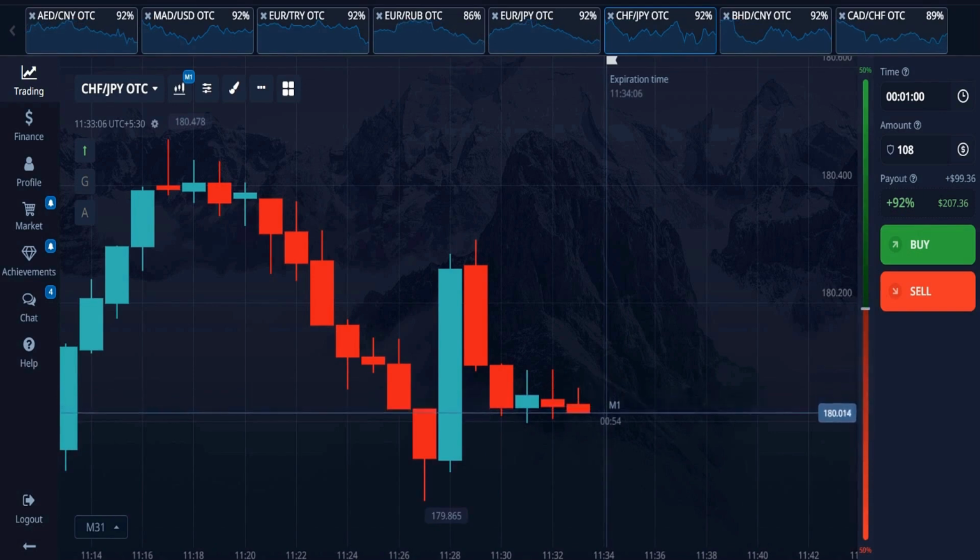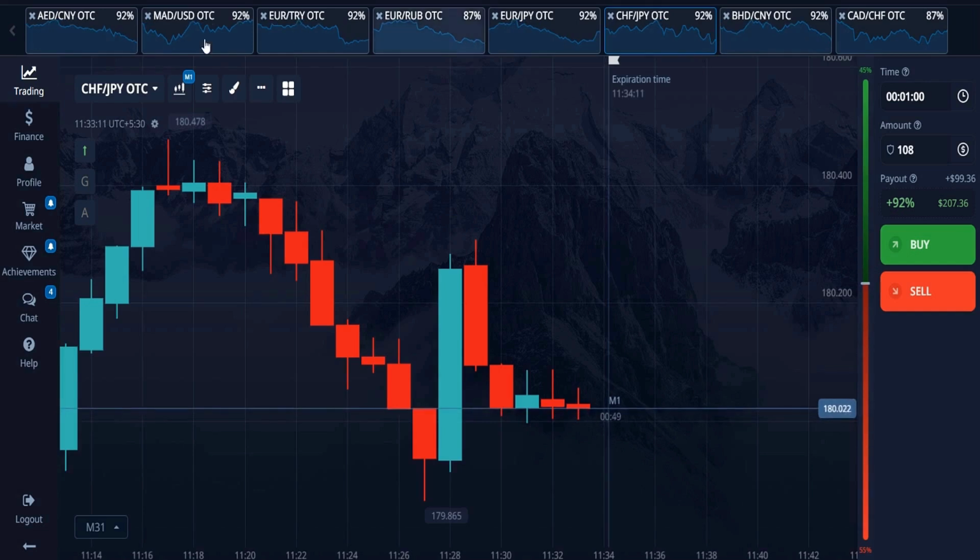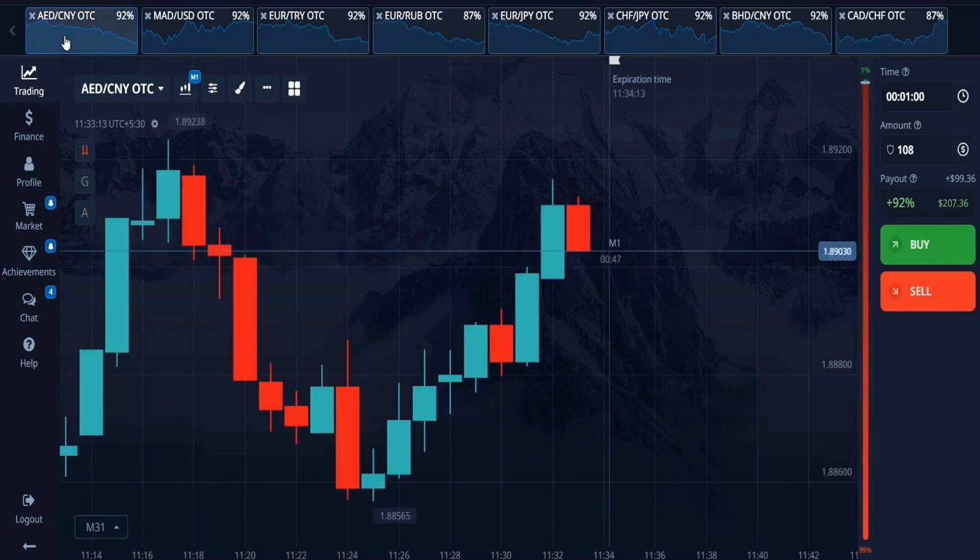Use a 1-minute time frame for the candles. The trade expiry is also 1 minute. This strategy works well in OTC markets, but I haven't tested it in real-time markets yet.